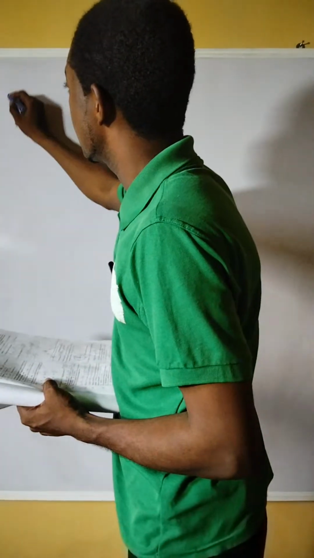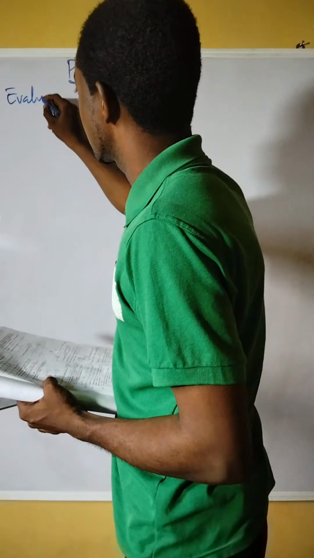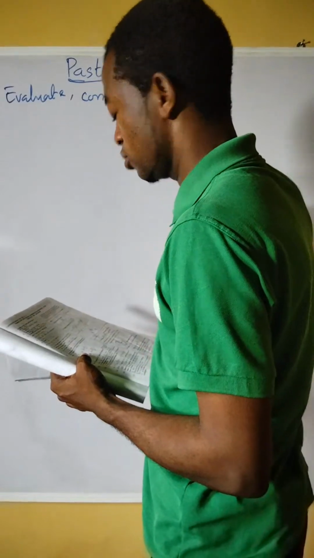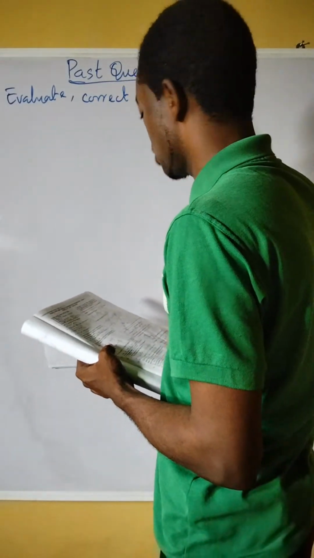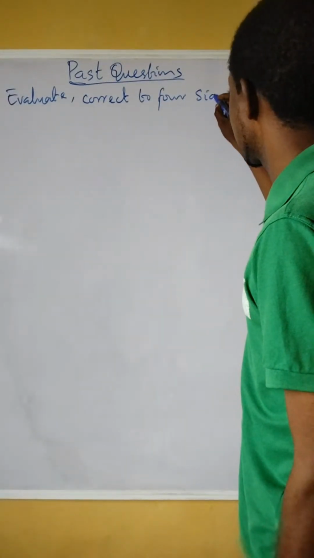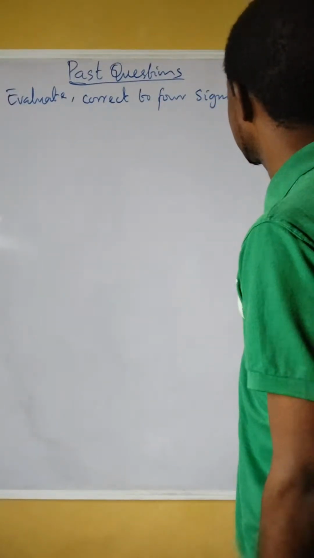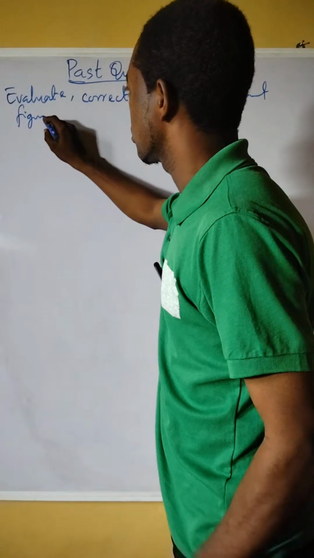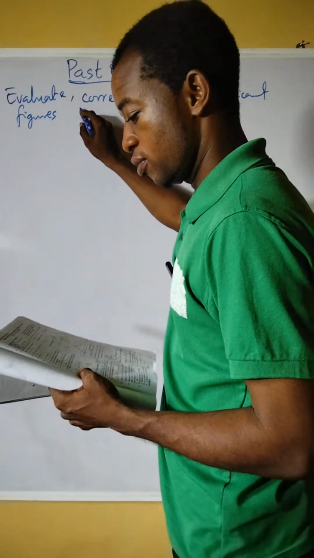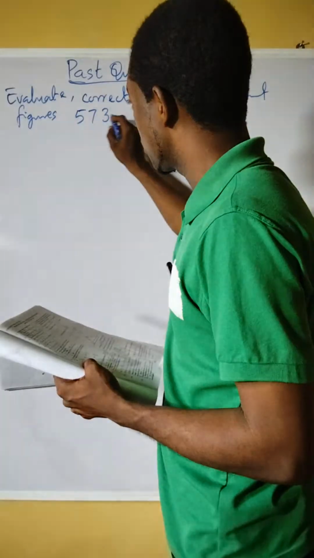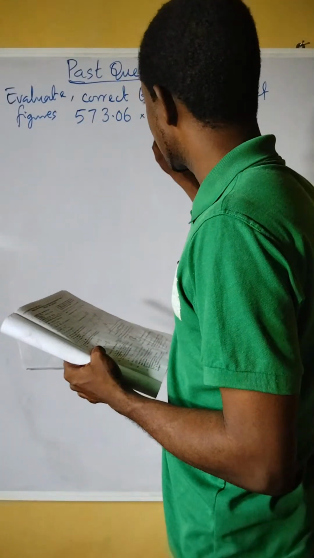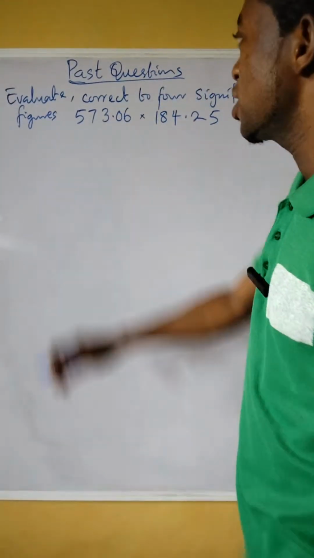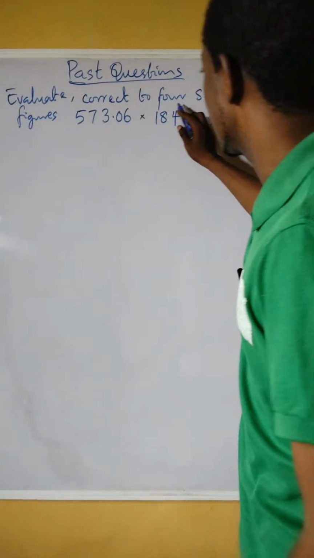The question says, evaluate, correct to 4 significant figures, 573.06 times 184.25. So we find the product here and we put the answer to 4 significant figures.